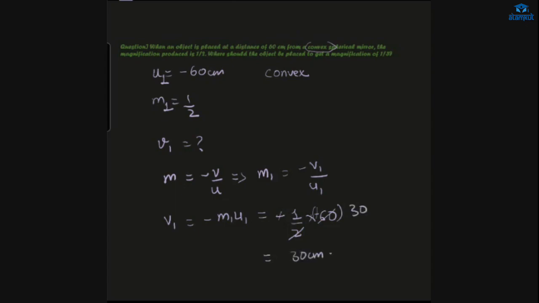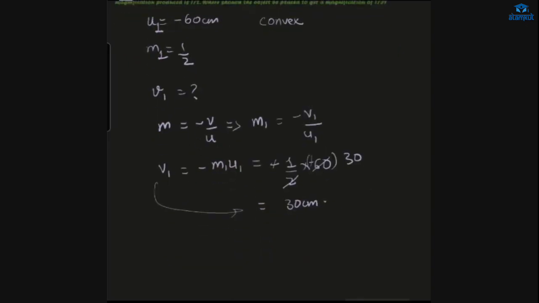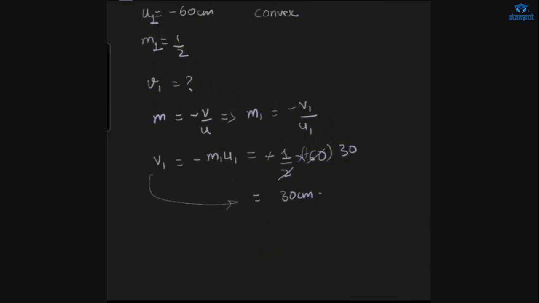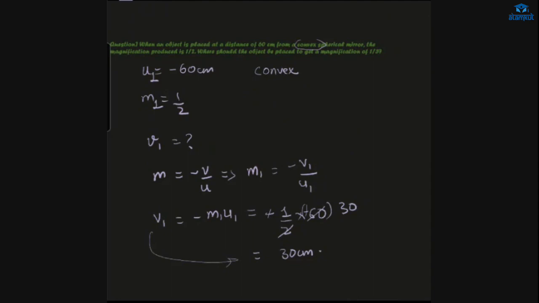Okay, it will not be negative because it's a convex mirror, and we have also verified that the image will be formed behind the mirror. Okay, 30 centimeter. Now we know v and u. Do you not think we can find the focal length of the mirror? Once we know the focal length, we can easily find the object distance using this magnification.